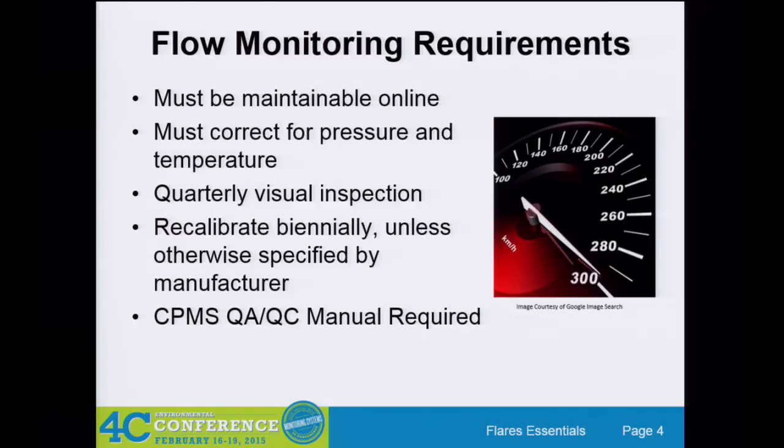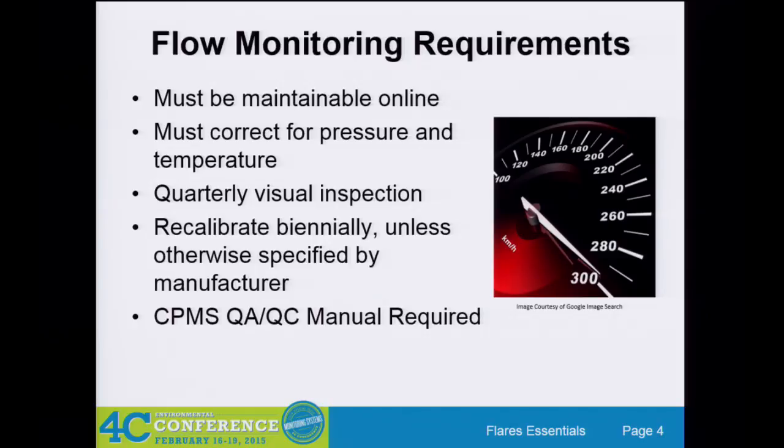Because what they do is they'll do a flow verification and flow validation once a year. Which is also, they say, unless otherwise specified by the manufacturer, all the devices that we have talked about today, they all come with an annual requirement for verification.